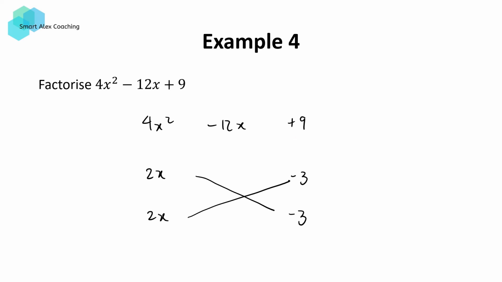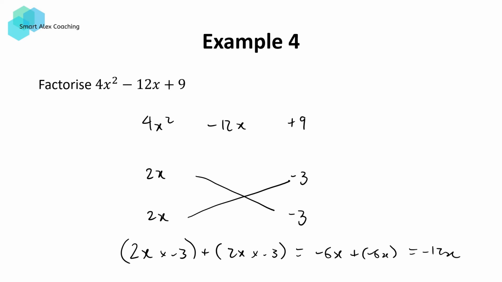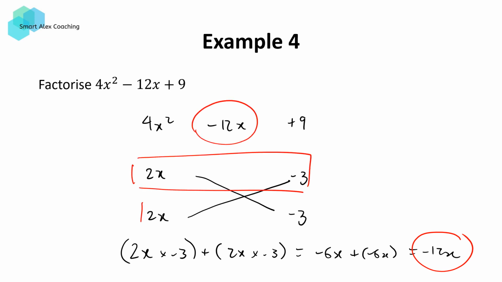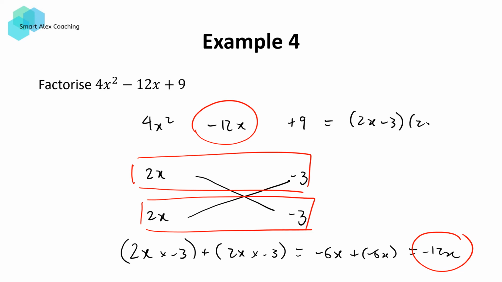Testing this out, 2x times negative 3 plus 2x times negative 3, which is negative 6x plus negative 6x or negative 12x. And yes, these two terms are the same. So we know that we have got the correct number pairs. Writing this up, the final factorization of this one is 2x minus 3 times 2x minus 3, which is equal to 2x minus 3 all squared. And that's how you do the cross method.